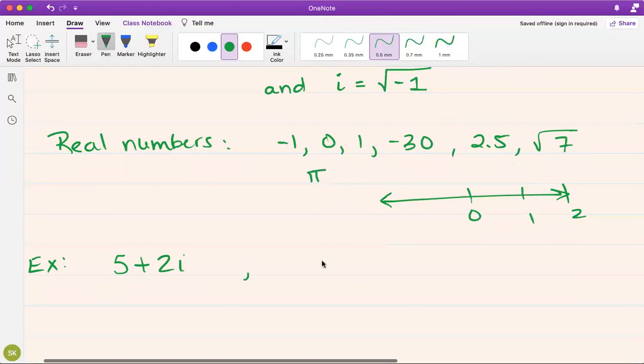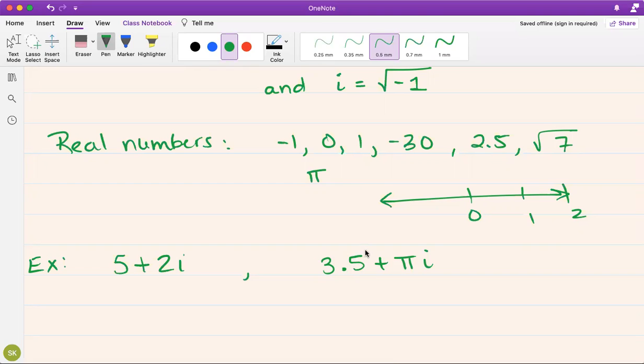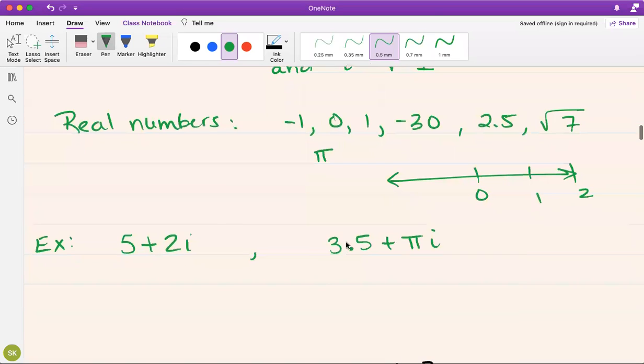Another example would be something like 3.5 plus pi i. Notice that this number and this number are both real numbers. We have a part that's real, that doesn't have an i attached to it, and we have a part that has an i attached to it, and that's the imaginary part. Another example would be just the number 12. Why is this a complex number? Because 12 is the same thing as 12 plus 0 times the imaginary number, and 0 times anything is 0. So the imaginary part goes away, which tells us that the complex numbers contain the real numbers.